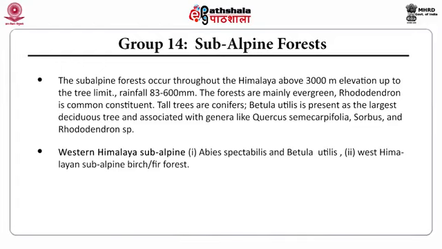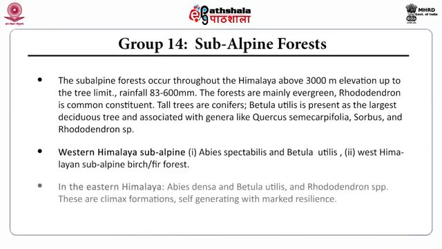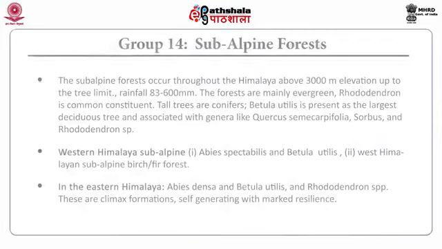Western Himalaya subalpine forests, the Abies spectabilis and Betula utilis. The second type of the forests are the West Himalayan subalpine birch and fir forest. In eastern Himalayas, Abies densa and Betula utilis and rhododendron species are present. These are climax formations, self-generating with marked resilience.